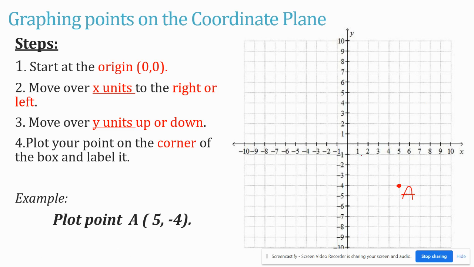So just to refresh, we started at the origin. We went over 5 units to the right because that's what our x value was, 5. And then we went down 4. That's what our y value was, negative 4. So this is the point where the x value is 5 and the y value is negative 4.